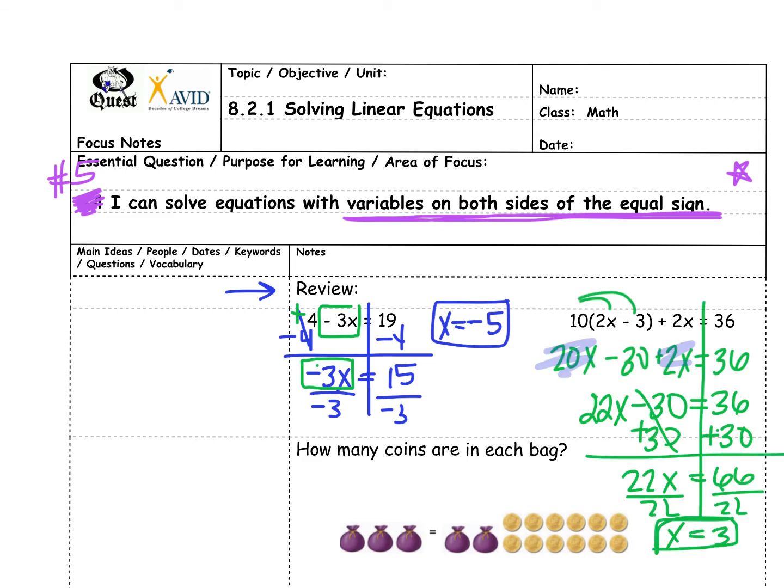Now for the next one. When I look at this next one, we start with distributing. Make sure you know that's a -3 to make a -30. Otherwise, it's pretty straightforward. Combine our like terms, they're being added, and you end up with x equals 3.